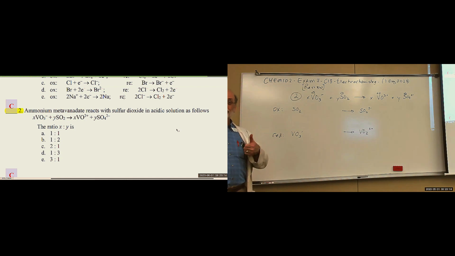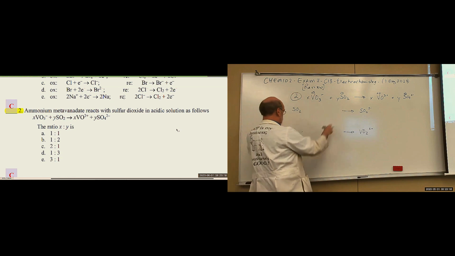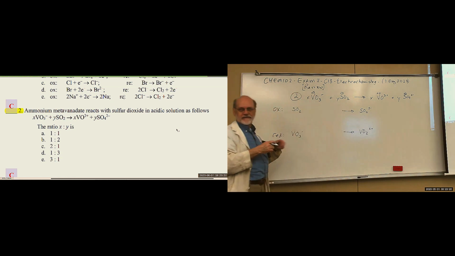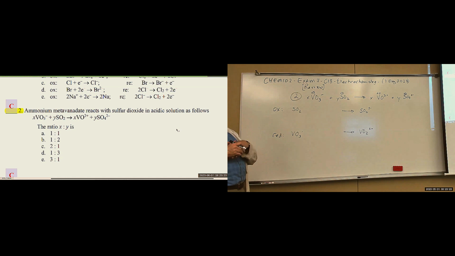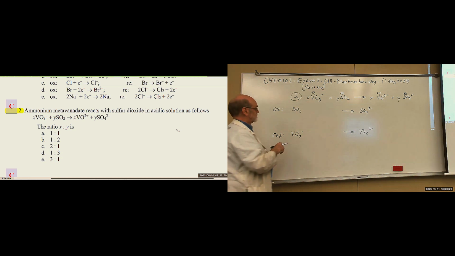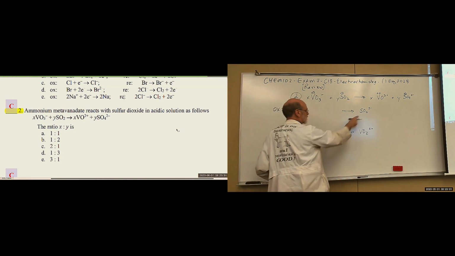Balance all elements except oxygen and hydrogen. So we check. 1 sulfur, 1 sulfur, 1 vanadium, 1 vanadium. Good there. Now we balance the oxygens. How do you balance oxygens? With water molecules. Right. So we have 2 oxygens here and 4 there.